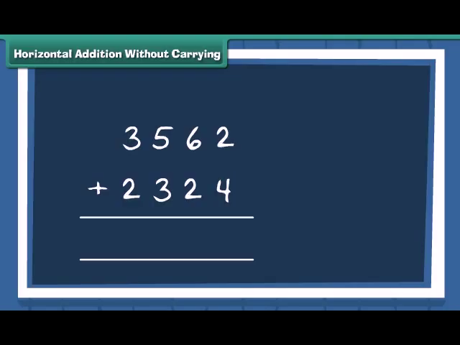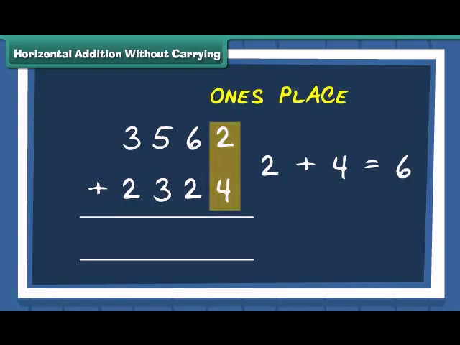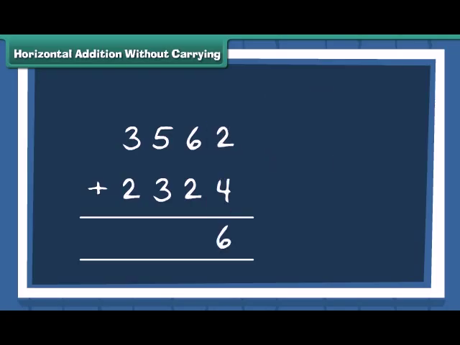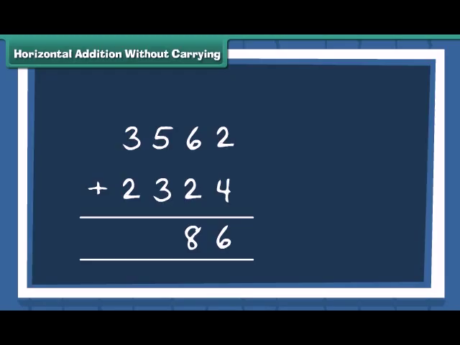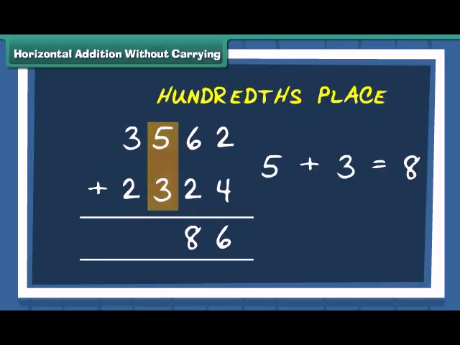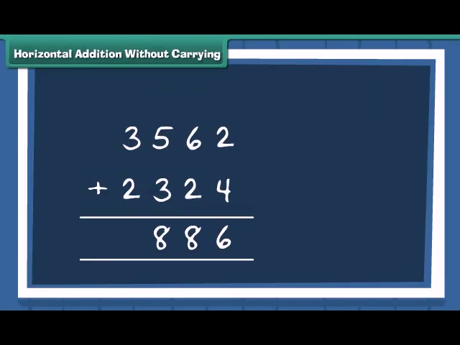Now we first add numbers at ones place. Next we move to numbers at tens place. Then add the numbers at hundreds place, and finally the numbers at thousands place are added. Thus, the sum of 3562 and 2324 is 5886.